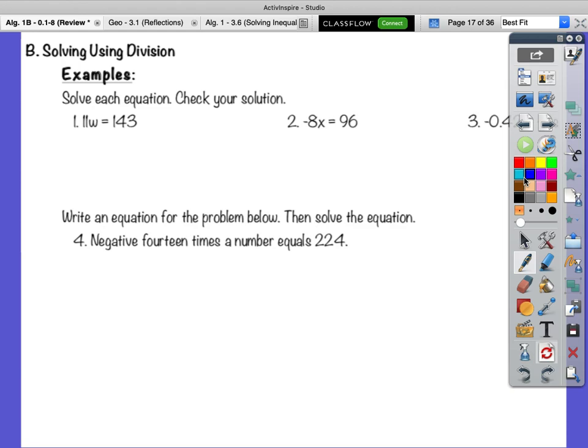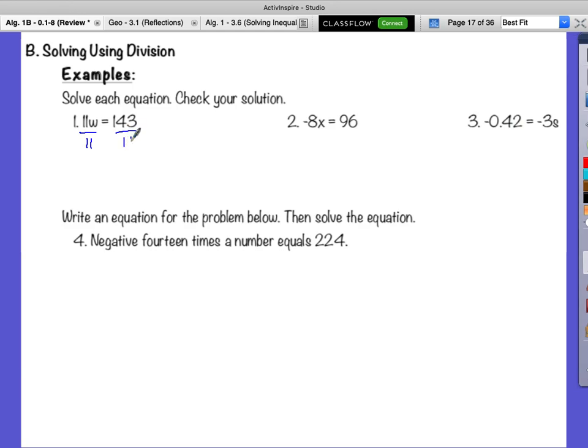I don't know what you're saying. What? 11 times 143, what are you trying to say? No, you have to divide. Divide, because it's just multiplication. Divide both sides by 11. Now 11 divided by 11 is what number? 1. Any number divided by itself is 1. So we're just left with W. 1 times W, which is W, okay?